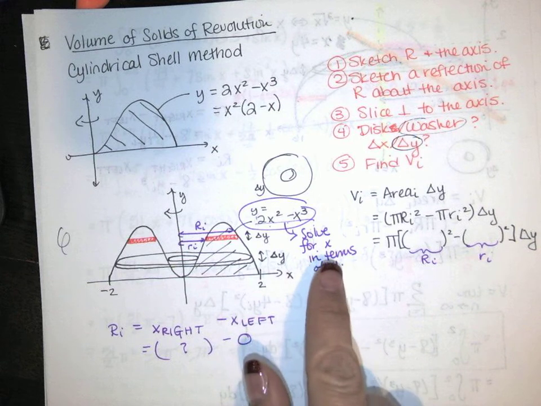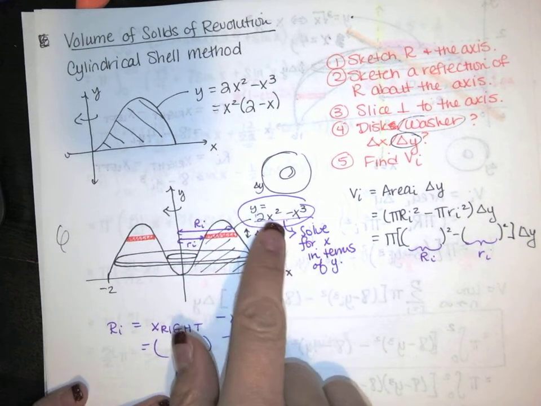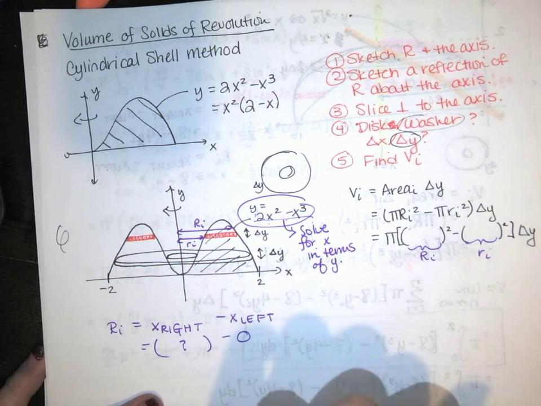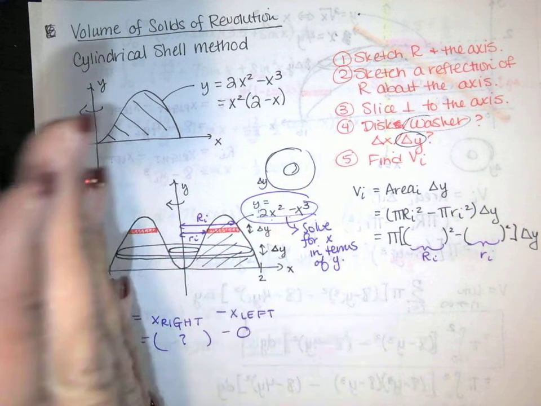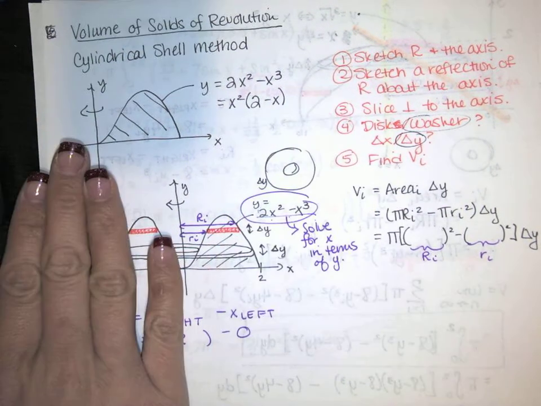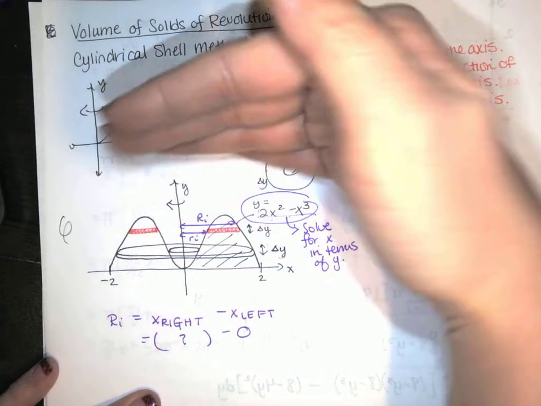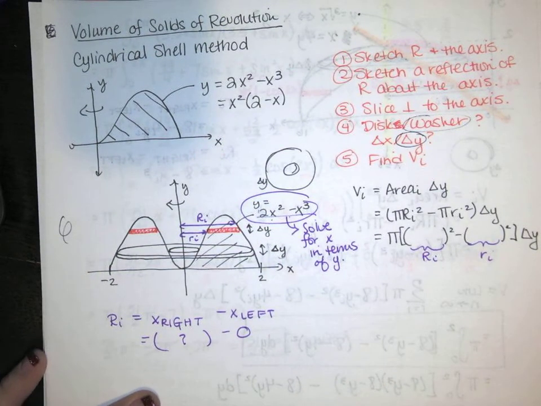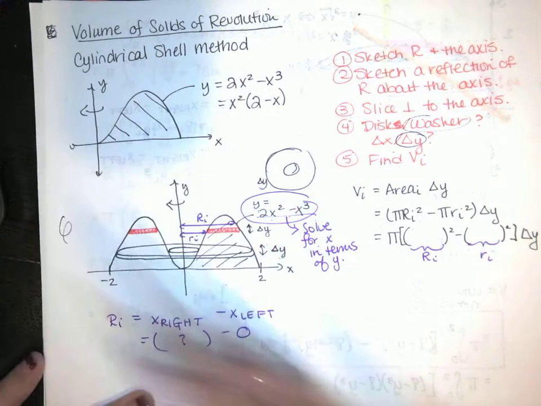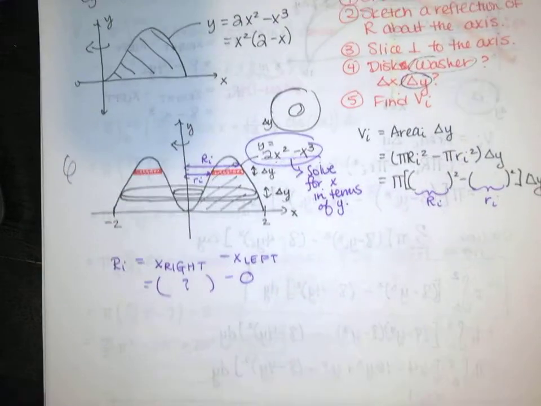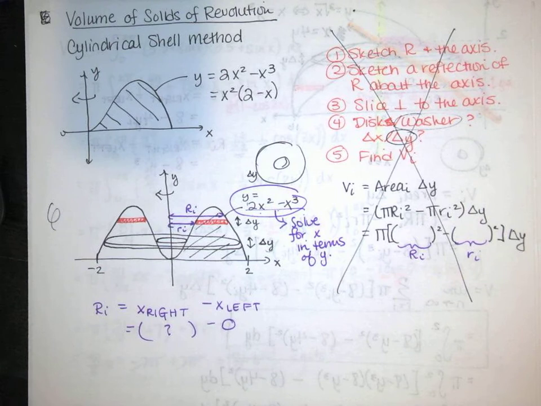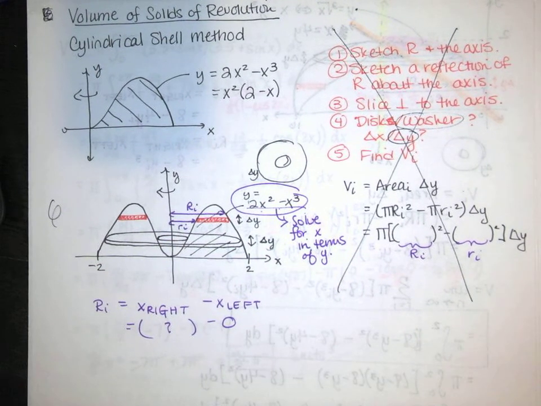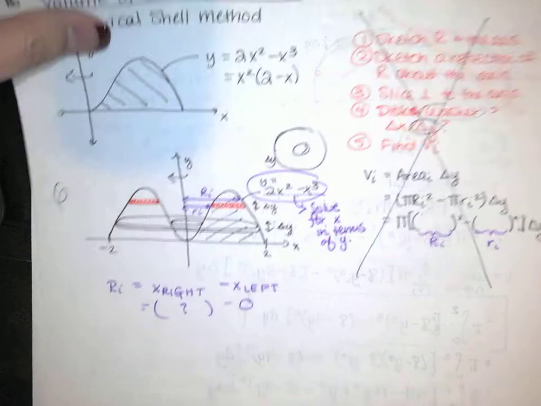Since it's very difficult to solve for x in terms of y in this equation, we're going to do something else. Instead of revolving the region around the y-axis and then slicing perpendicular to the axis, this time we're going to slice parallel, and we're going to form what are called cylindrical shells. So don't do this. We're going to try another method because it's difficult to solve for x in terms of y on this function.